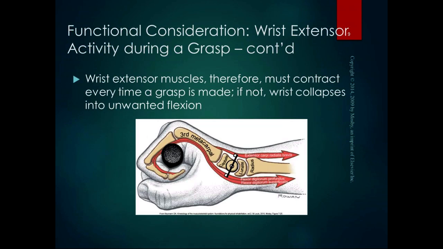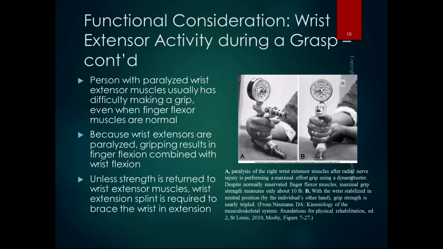So the extensor muscles have to contract every time a grasp is made. If not, the wrist is going to collapse into unwanted flexion. There is a picture in the book on page 135 where it shows someone with paralysis of the right wrist extensor muscles and how much weaker their grasp is. So really important functional consideration of the wrist extensors. So here it is. Here's the picture.